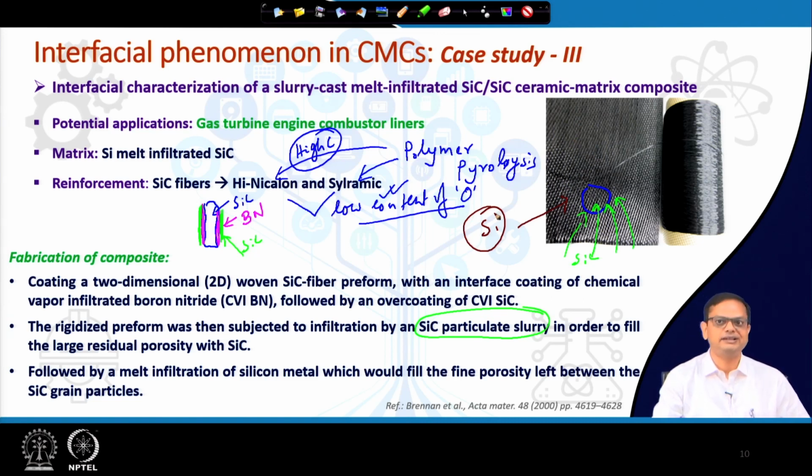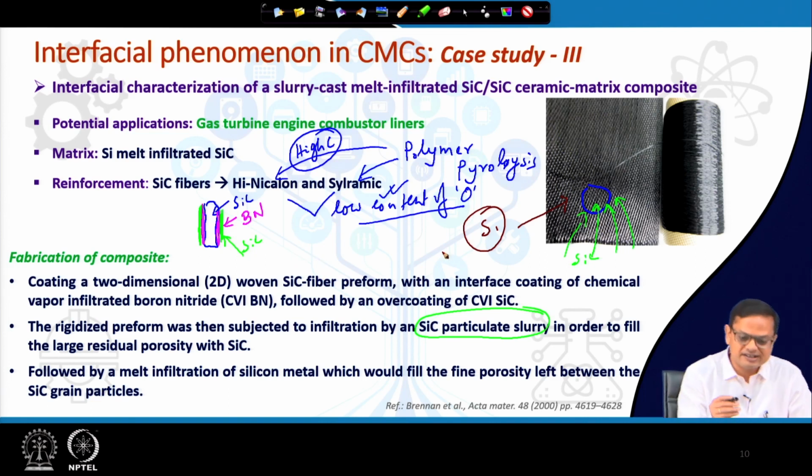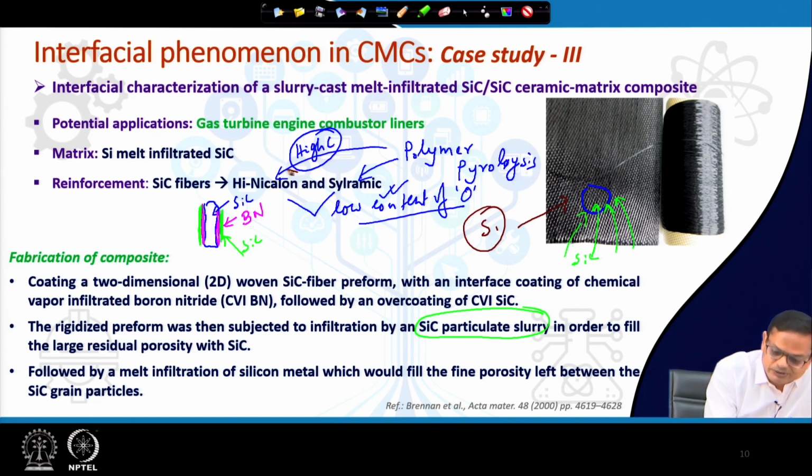Silicon gets solidified, and then ultimately you get a composite structure, where it is SiC fiber, the matrix is also SiC to some extent, and the rest remaining is Si. Okay. So now I think we understand how the composite material has been made. Our aim in this particular study would be to understand the difference between high Nickelon and ceramic.